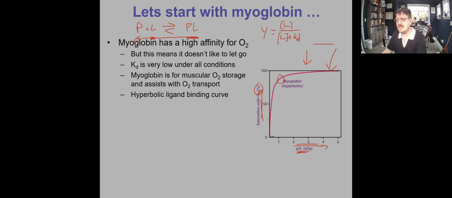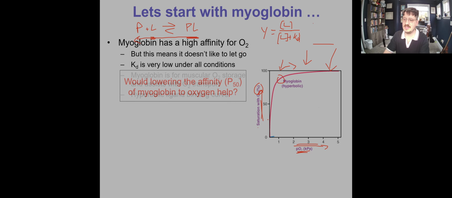But you don't want to wait for your tissues to get partially deoxygenated before you drop things off. You want to increase the efficiency of being able to drop things off. What if you could just drop it off sooner? And that's where hemoglobin comes in. It doesn't have this hyperbolic curve. It has something else instead.